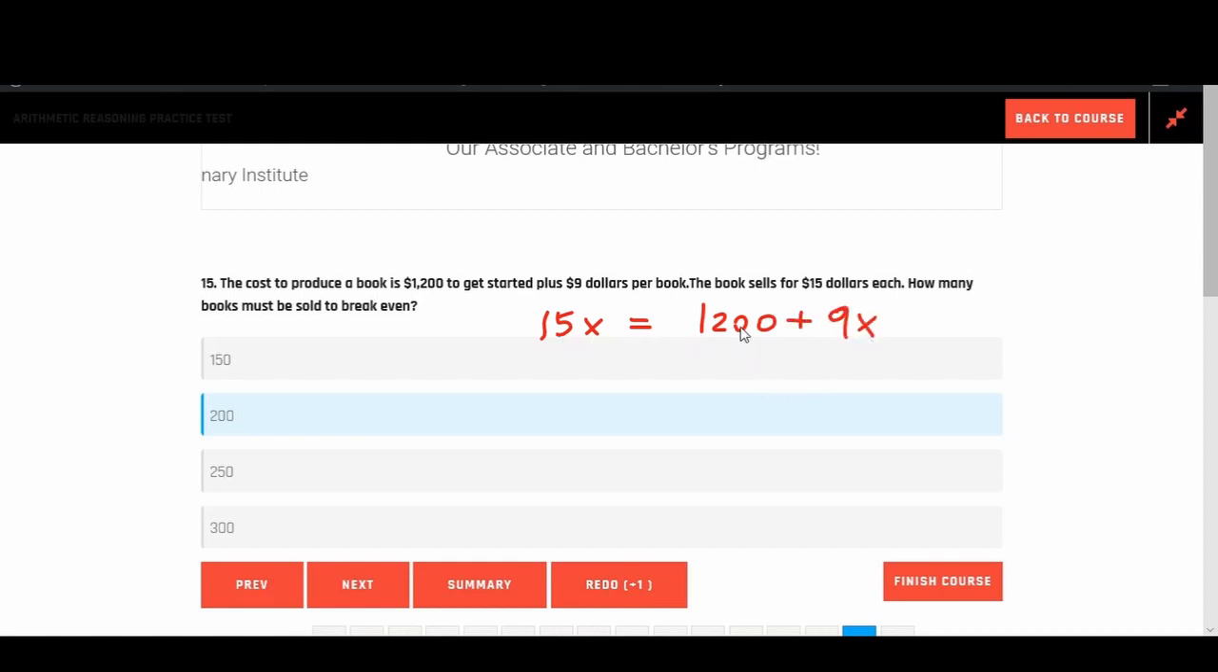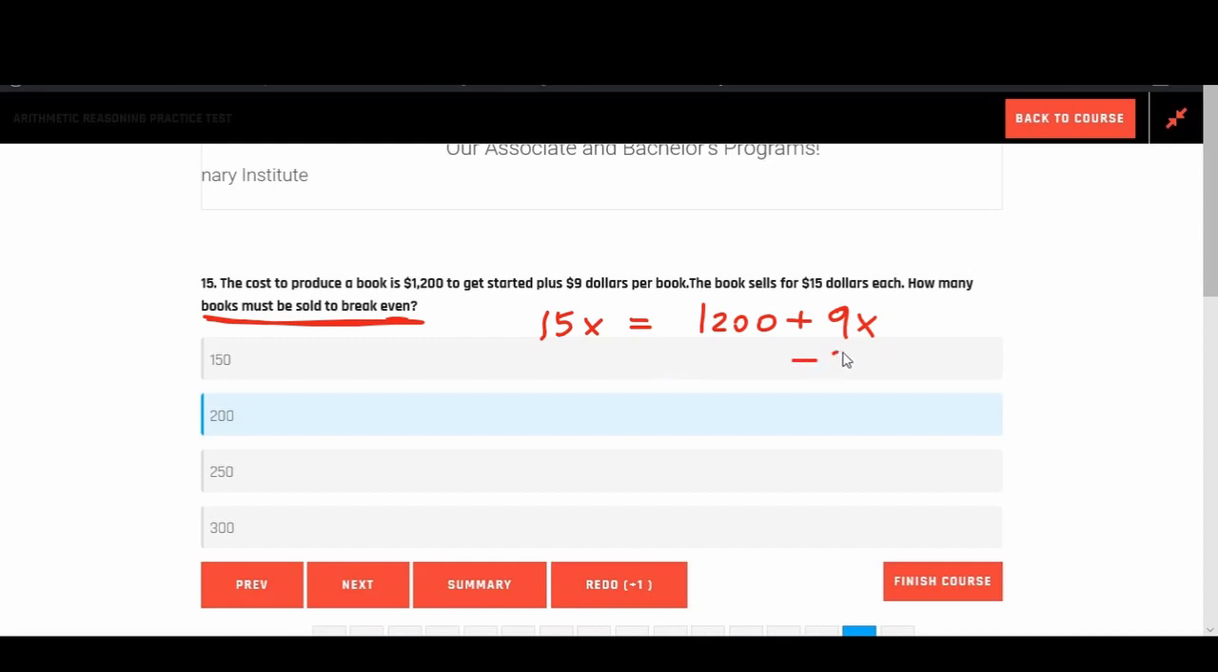So to represent this as an equation, we do 15x equals 1,200 plus 9x. This equation says at what point will these two things be equal? And the question is, how many books must be sold, which I represented with x, before they break even. So all we have to do now that we set this up is to solve for x.